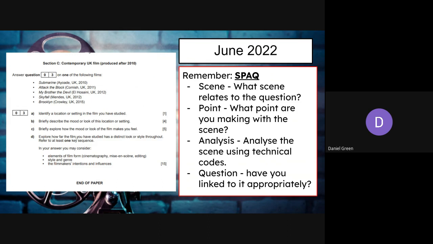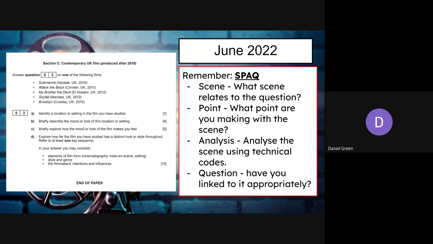And then how far the film you studied has a distinct look or style throughout. Again, Nolan-esque. Departure from the usual Bond. The use of mirroring, the use of framing characters in the center of shots to show their stability, the use of colour, all of those things will come into that question. That was an absolutely delightful question for Skyfall last year. I wonder if they'll be as nice to you guys.